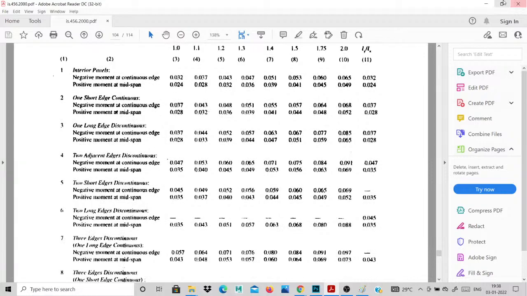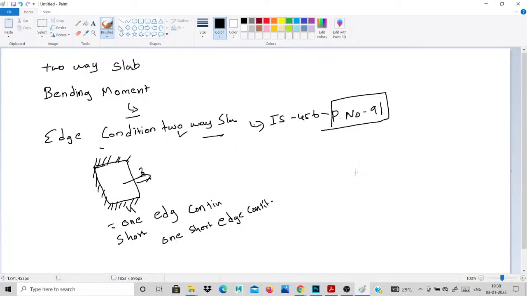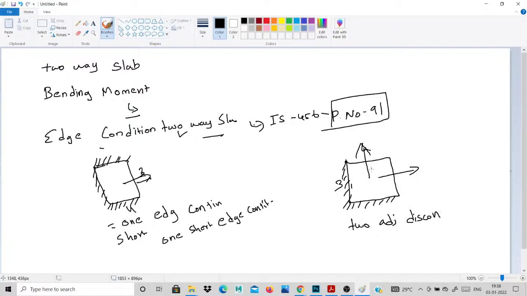Two adjacent sides discontinuous is the same. Two adjacent sides means, this is 4 meters, this is 3 meters, this side and this side. These two adjacent sides are discontinuous, and the other two sides are continuous. Now it's clear. These are the two adjacent sides, not opposite sides. Different values apply for adjacent sides.